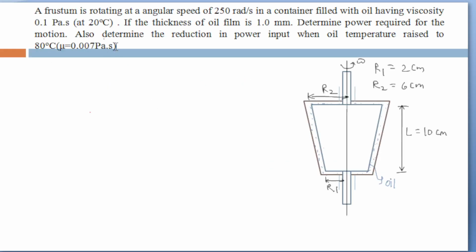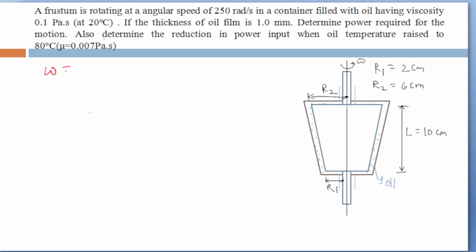So the question is: a frustum which is rotating at an angular speed of 250 radian per second in a container which is filled with oil of viscosity 0.1 pascal second, and the thickness of the oil film is 1 mm. Then we have to determine the power required. And the second part says if the temperature rises to 80 degrees centigrade, then viscosity also changes. Then we have to find the reduction in power input.